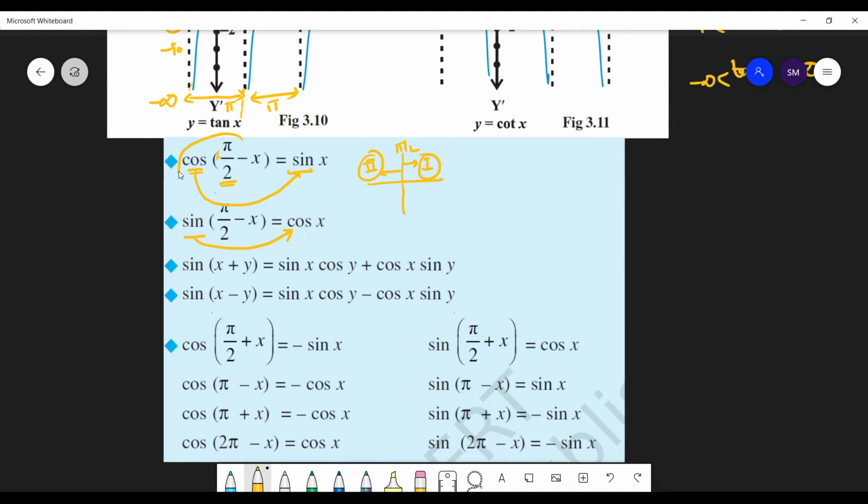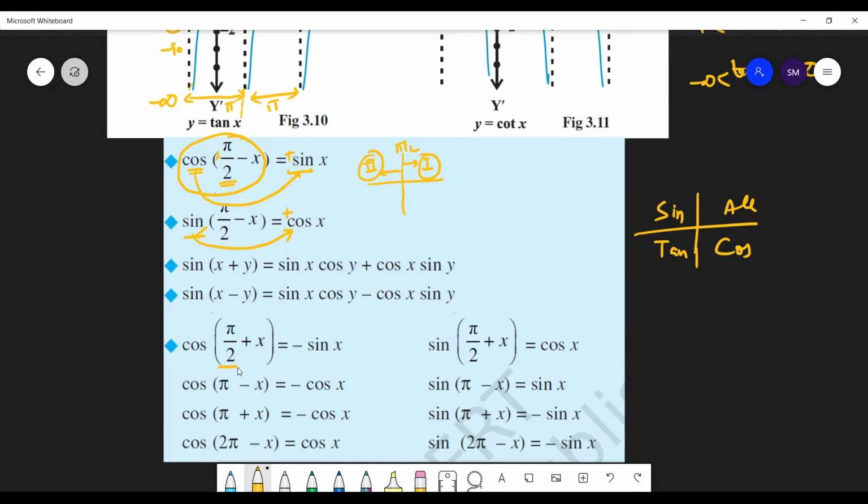Now this is the first quadrant, right? In the first quadrant cos is positive, so that is why I have positive here. In the first quadrant sine is positive, so that is why I have positive here. You all know that in the first quadrant all trigonometric values are positive. Sine is positive, tan is positive, cos is positive in this quadrant.